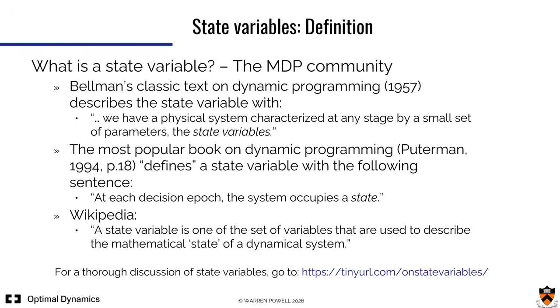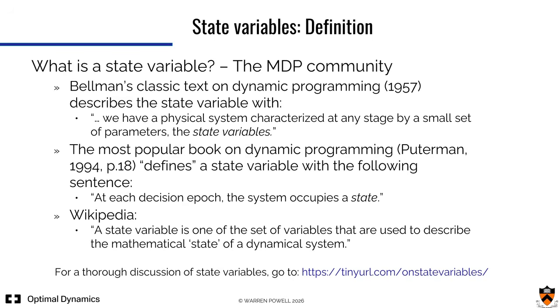When I asked my colleagues at Princeton about this, one just dismissed me and said, just go to Wikipedia. Well, here's Wikipedia: a state variable is one of a set of variables that are used to describe the mathematical state of a dynamical system. When I was in grade school, I learned that when you define something, you can't use the word in the definition, and yet that's exactly what all three of these definitions do.